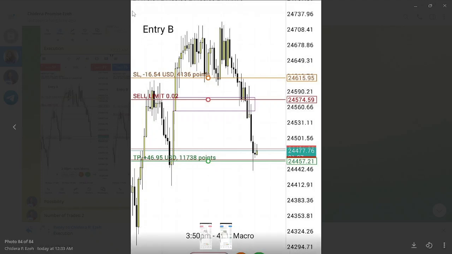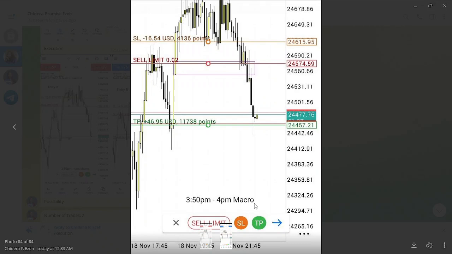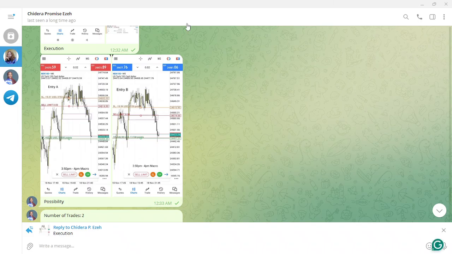You can see this is like entry B, 3:50 p.m. to 4 p.m. macro. Okay. So yeah, that was the possibility. So that's typically all for that.